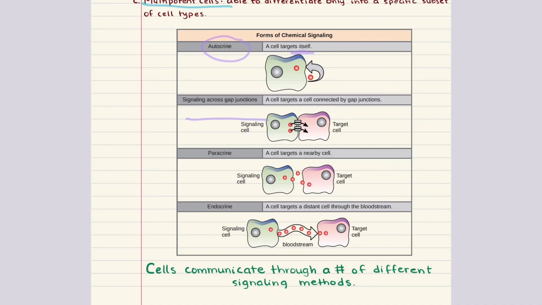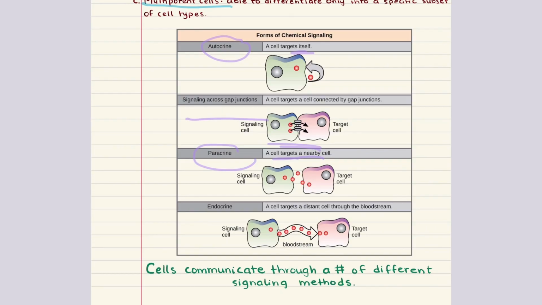Next is juxtacrine signaling. This happens between two cells that are directly touching. This includes signaling through gap junctions where molecules pass directly from one cell to another. It's like a shared bridge for quick communication. Then we have paracrine signaling, which occurs between nearby cells. The signaling molecule is going to be released by one cell, and it's going to diffuse over a short distance to affect its neighbor.